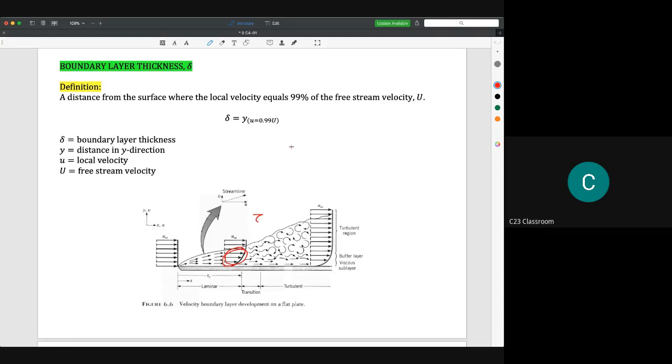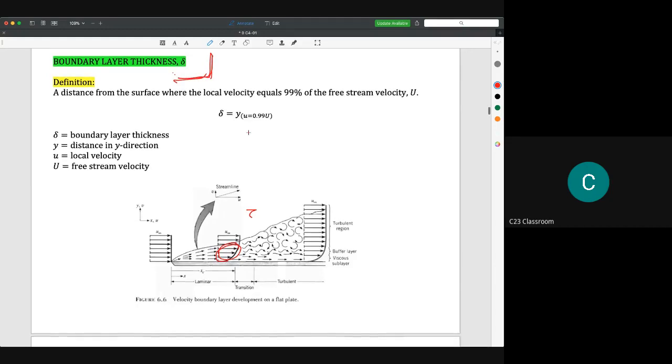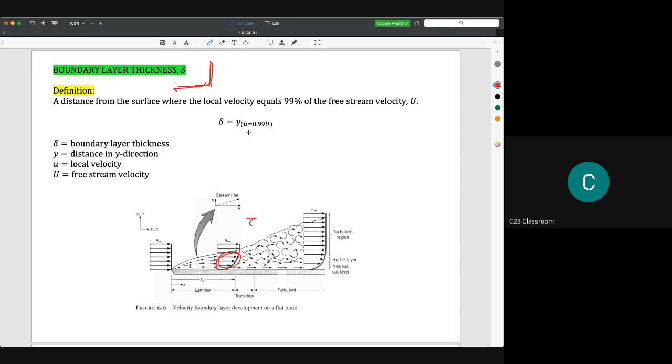Okay, and yesterday we stopped at this slide. So I already explained what boundary layer thickness is. It is the physical thickness, so it means we could measure the thickness of the boundary layer from experimental works, and the unit for the boundary layer thickness is meter or millimeter. So it is a length of the thickness.